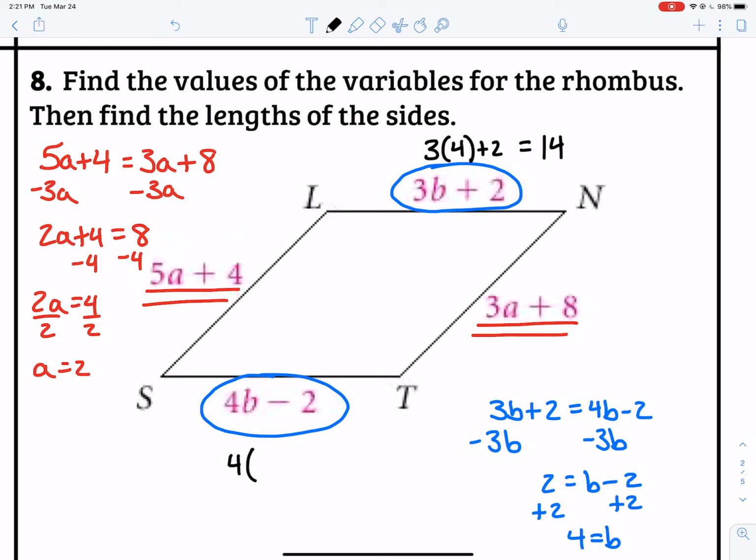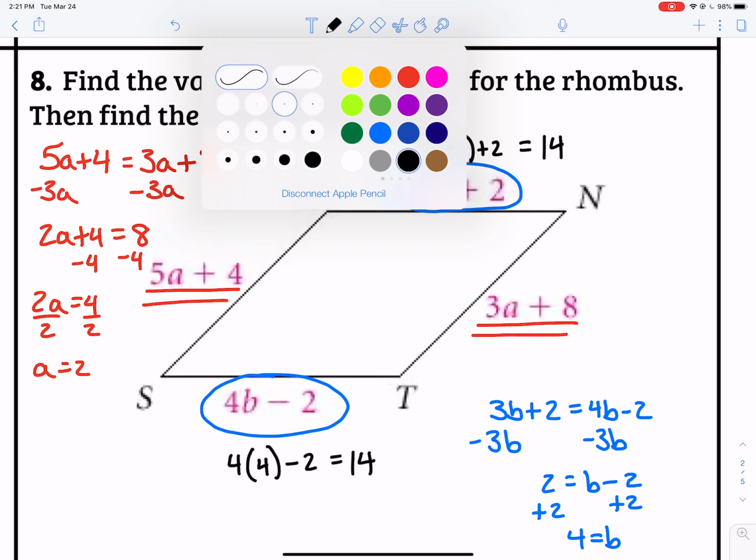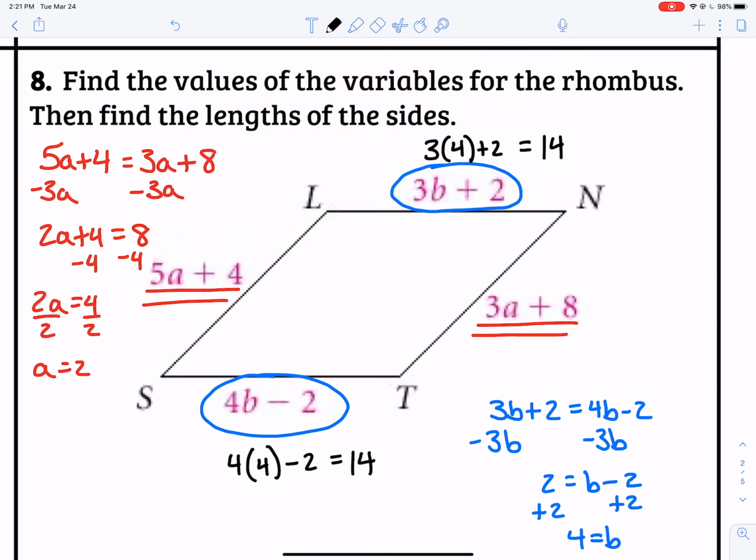And let's just make sure it matches what's on the other side. So we have 4 times B, which is 4, minus 2. And that's 16 minus 2, which is indeed 14. And they should all equal 14. But just to check your work, you might want to keep plugging them in and make sure they make sense. So let's just continue for a minute.